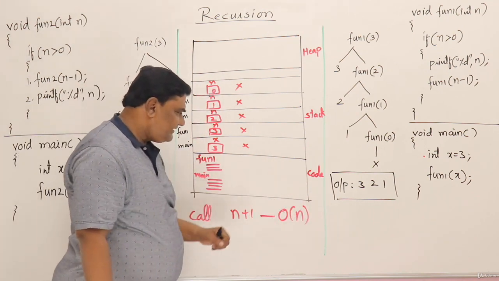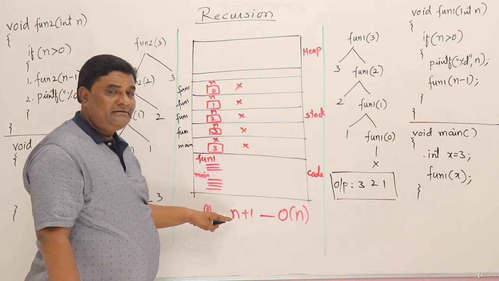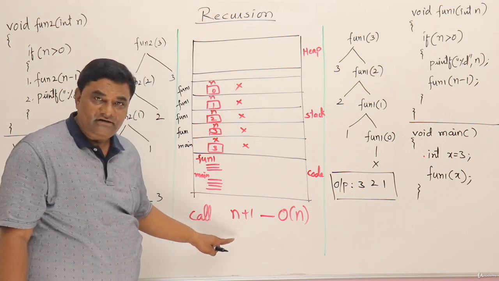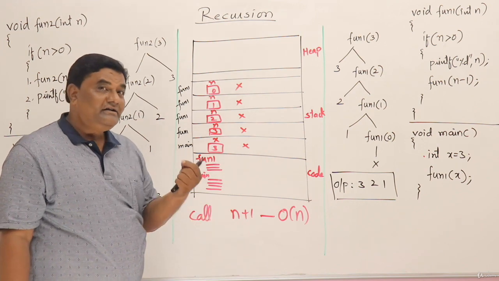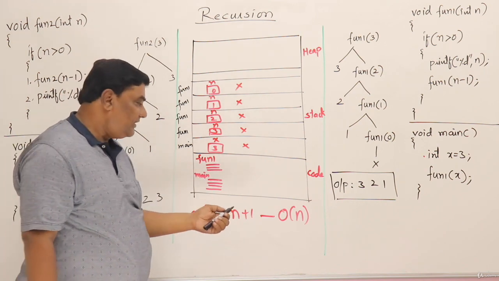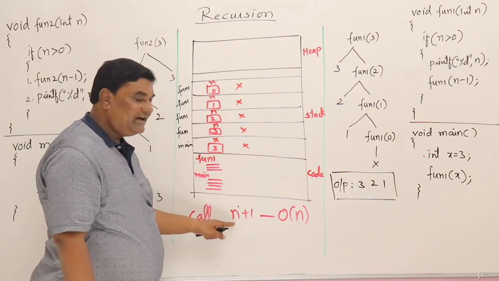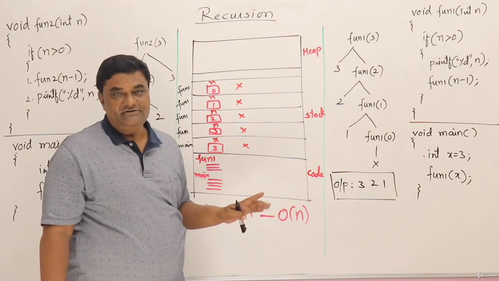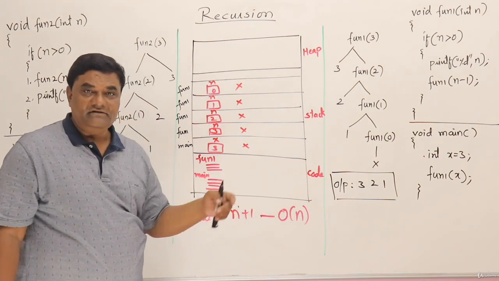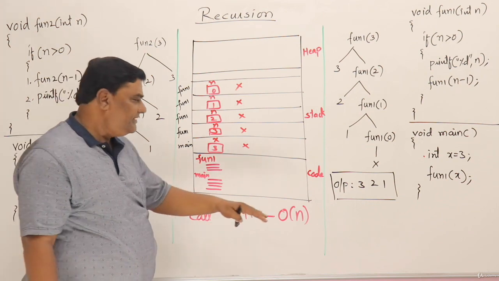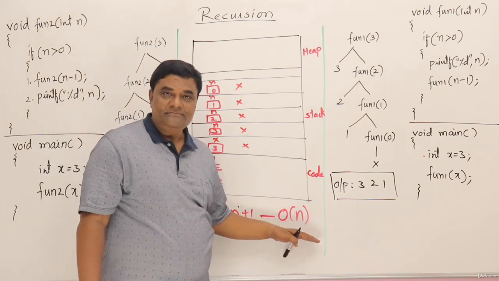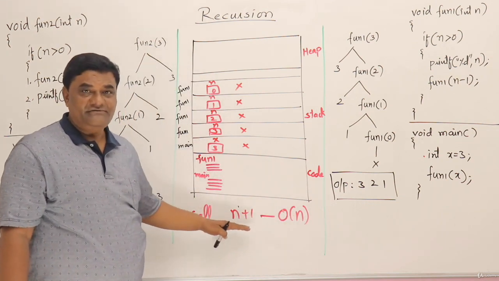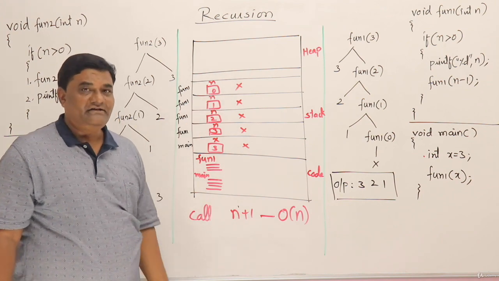Why not plus 1 there? See, this is a polynomial, a formula n plus 1, in which the degree of the formula is 1. Highest term is n. So we take n. So we write degree there, order of n or degree of n. So we mention the space as order of n. But actually if you see, n plus 1 activation records are created.